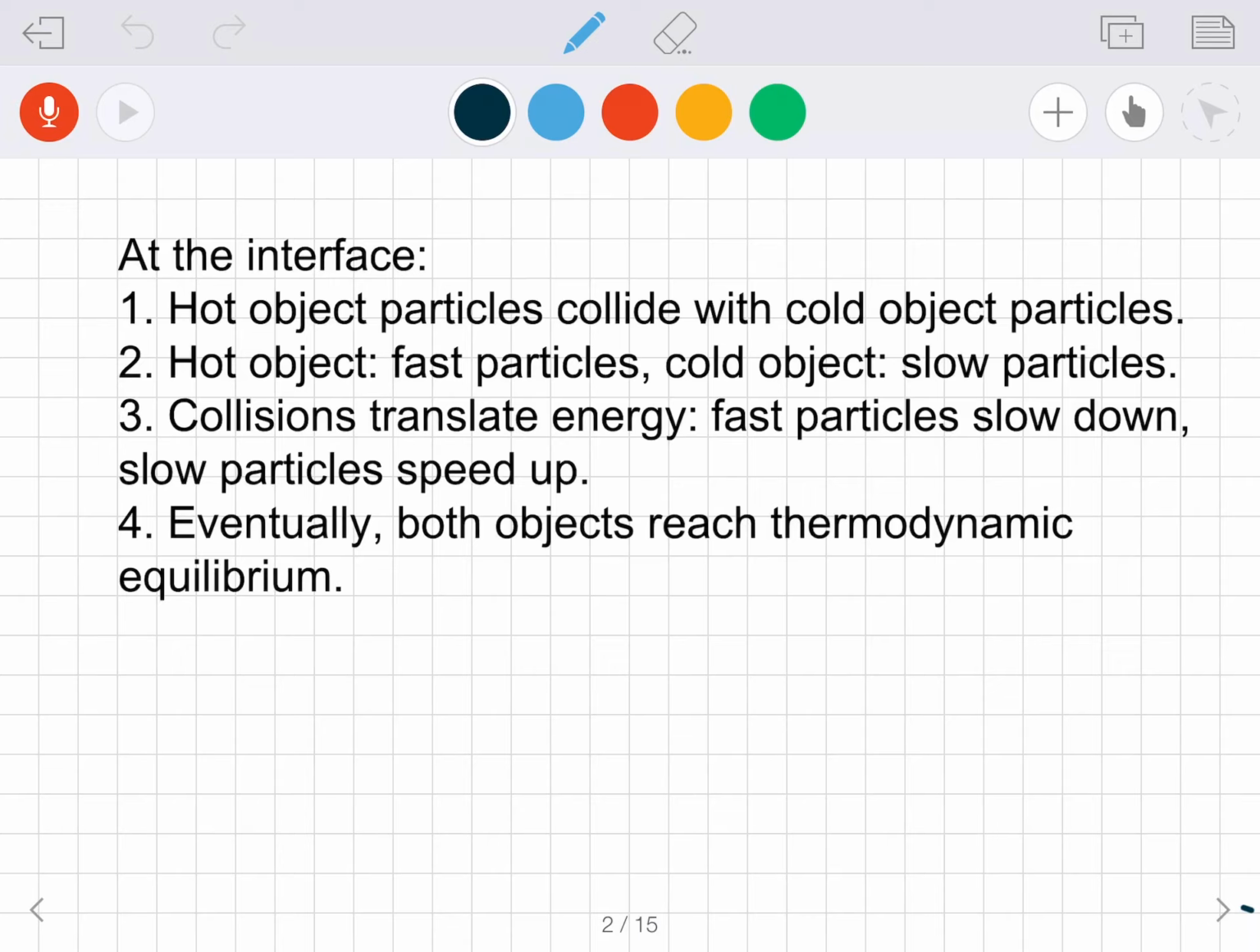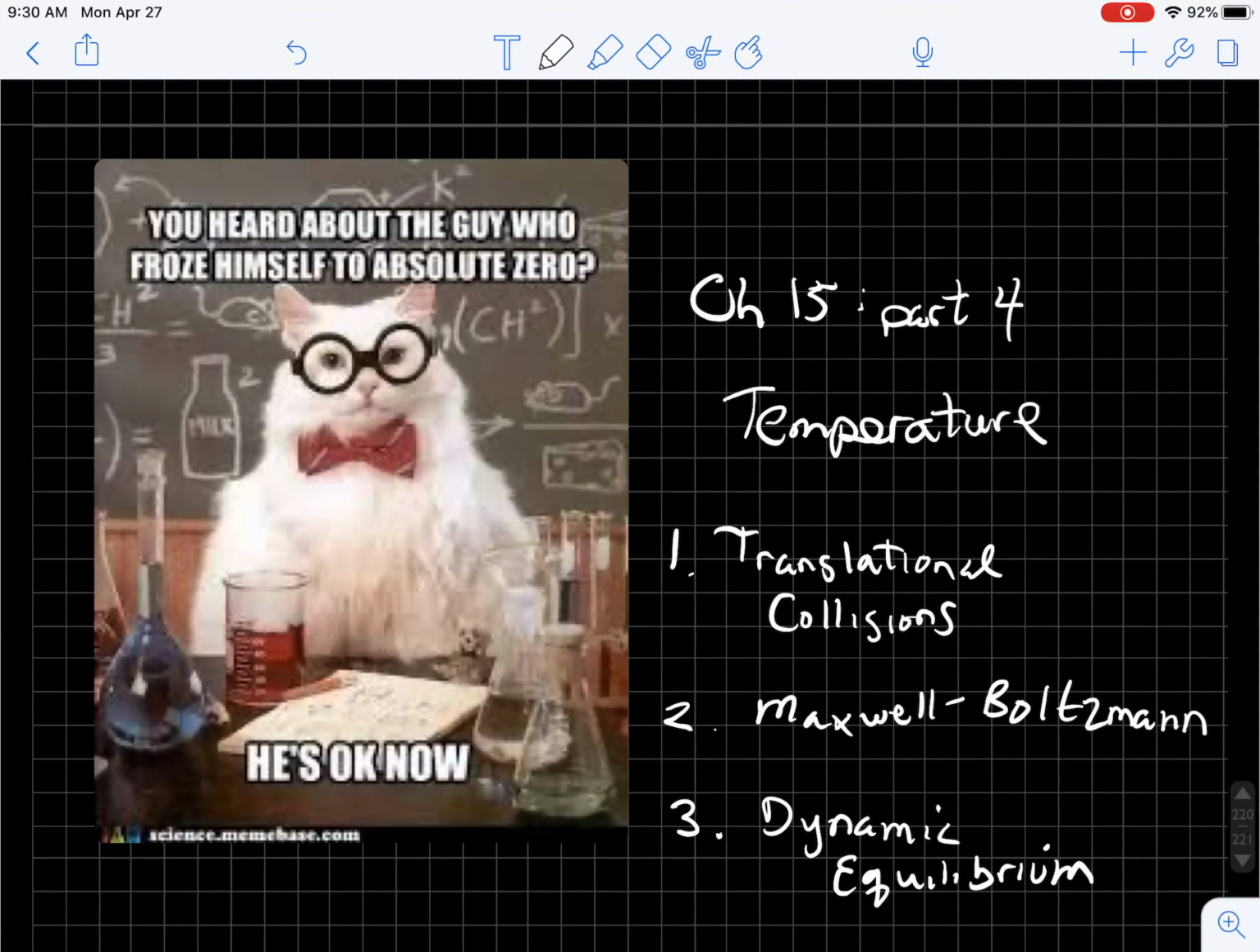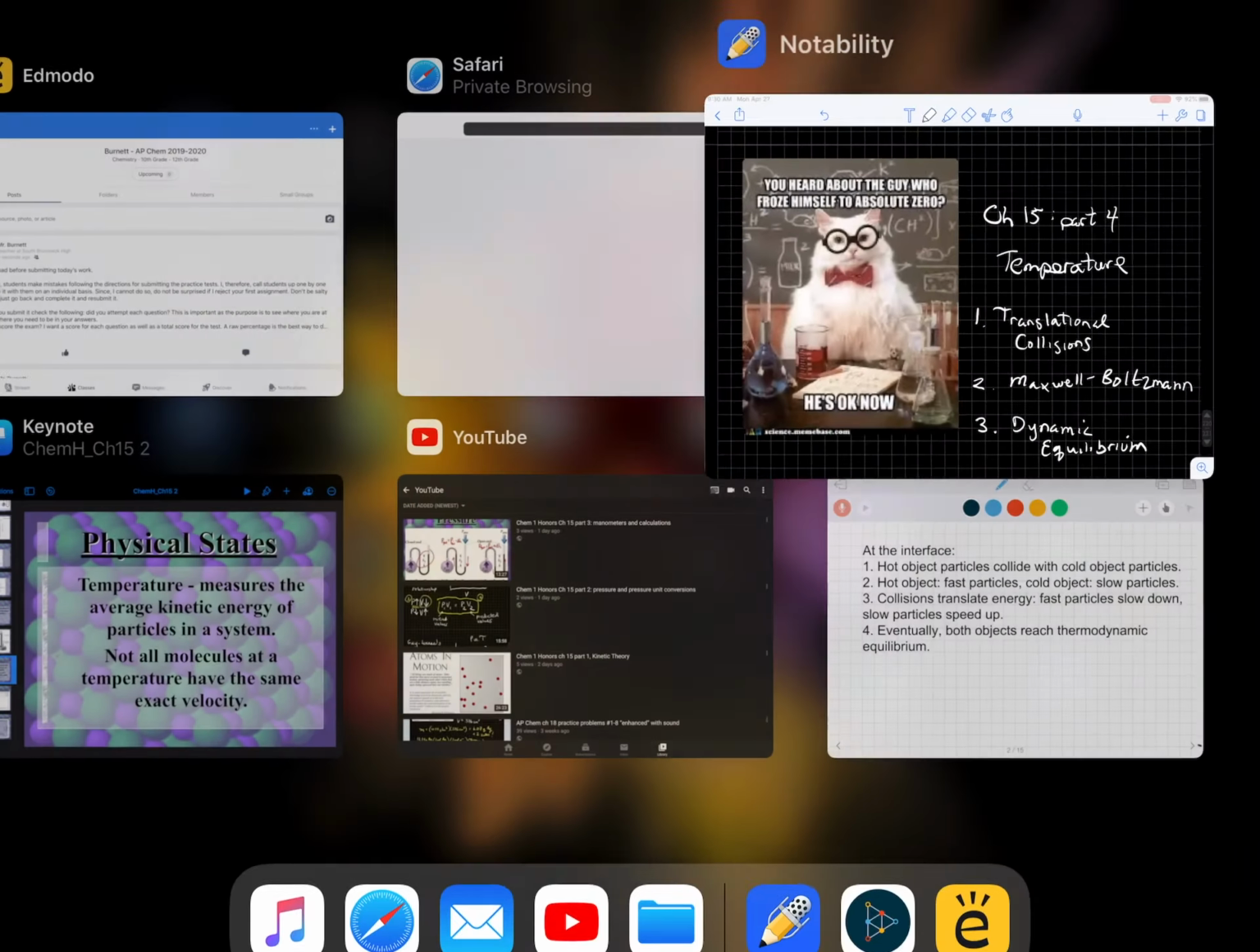And we would say that if we leave the two objects in contact long enough, they reach a condition of thermodynamic equilibrium, which means that they have the same temperature as each other. But that doesn't mean each individual little atom or molecule is moving at the same speed. They don't. They follow a normal distribution curve. So that's actually a review. Number two, the Maxwell-Boltzmann stuff. All right, let's get to that.